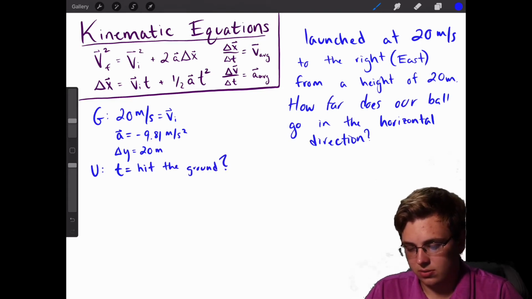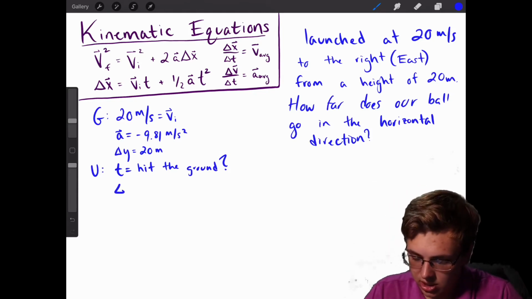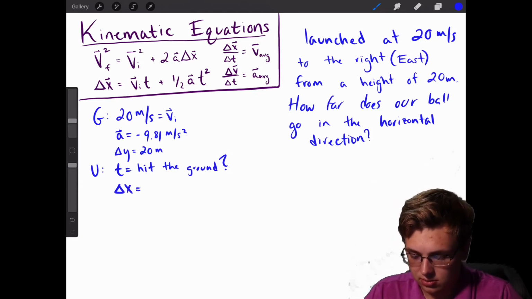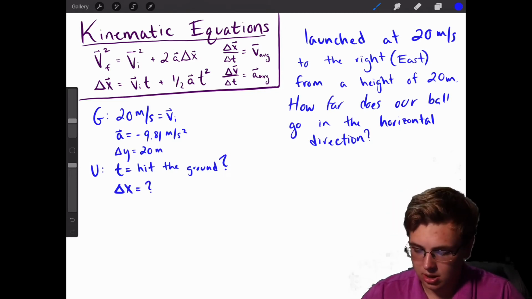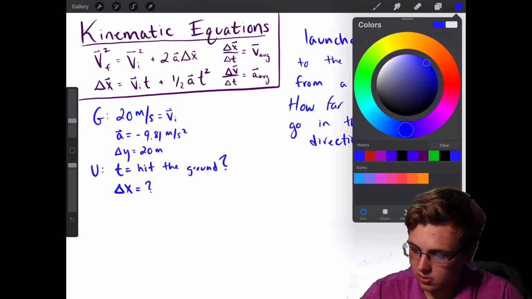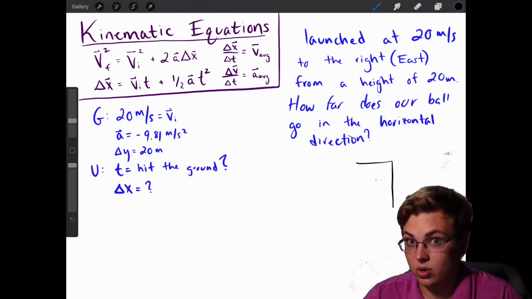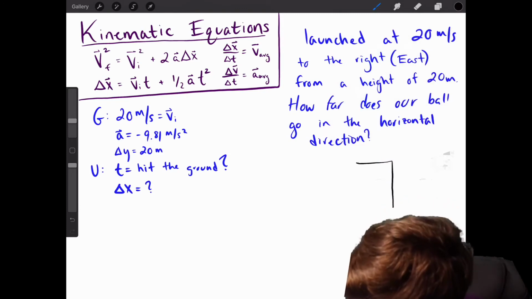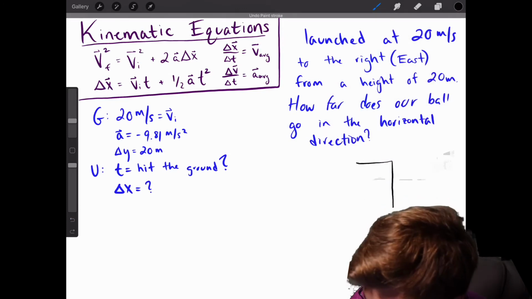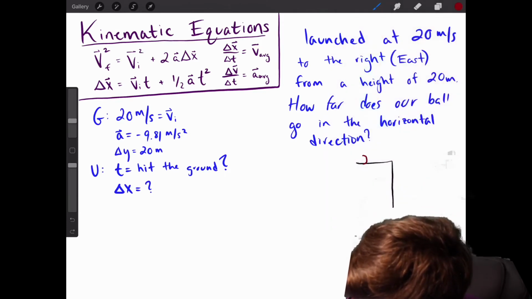That's a question mark. We also don't know how far it goes. We don't know our change in X. I'm even going to draw a picture for myself, right over here. Let's just say here's a table, or cliff rather, because it's 20 meters. And our ball starts on top of it.